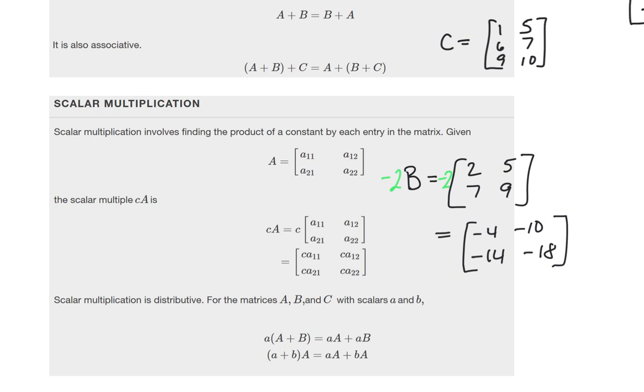Now I can add two matrices first and then multiply by the scalar, or I can distribute the scalar onto each one of those matrices and then add the two. Similarly, I can add two scalars and then multiply it by the matrix, or I can multiply the first scalar by the matrix, the second scalar by the matrix, and then add those two answers.